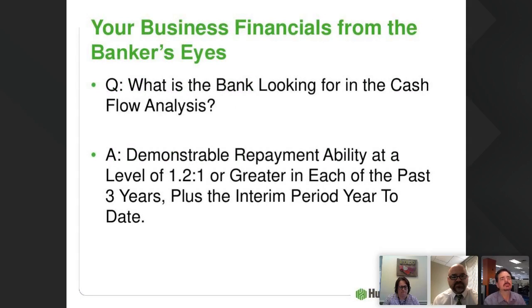What are we looking for from the banker's perspective in cash flow analysis? The minimum cash flow coverage that we have to have is 1.15. This says 1.2 to 1. So what we're going to do is take your net income. We're going to add back depreciation, amortization, and interest expense to come up with cash flow available for debt service. So for every dollar in debt that you have, you need to have $1.15 or $1.20 in EBITDA, which is earnings before interest, taxes, depreciation, and amortization. Next slide, please.